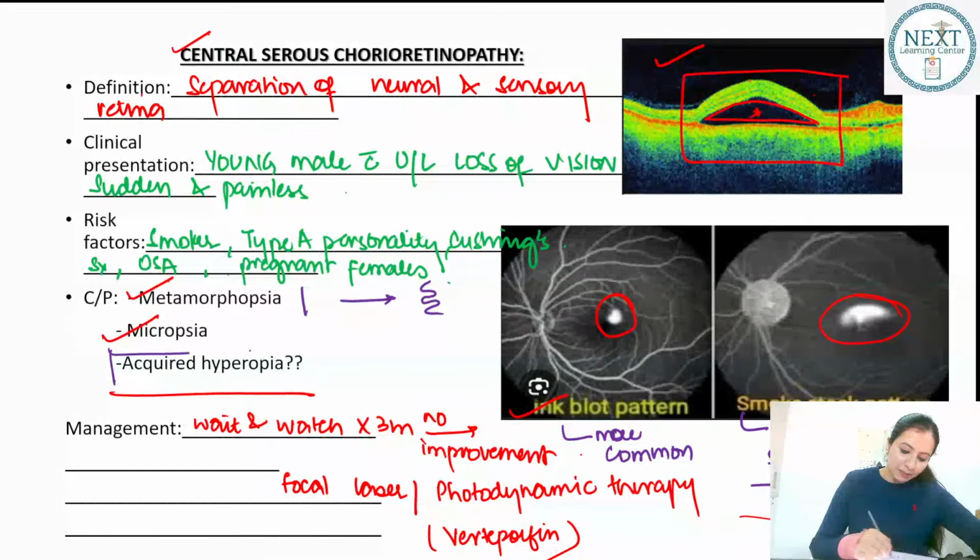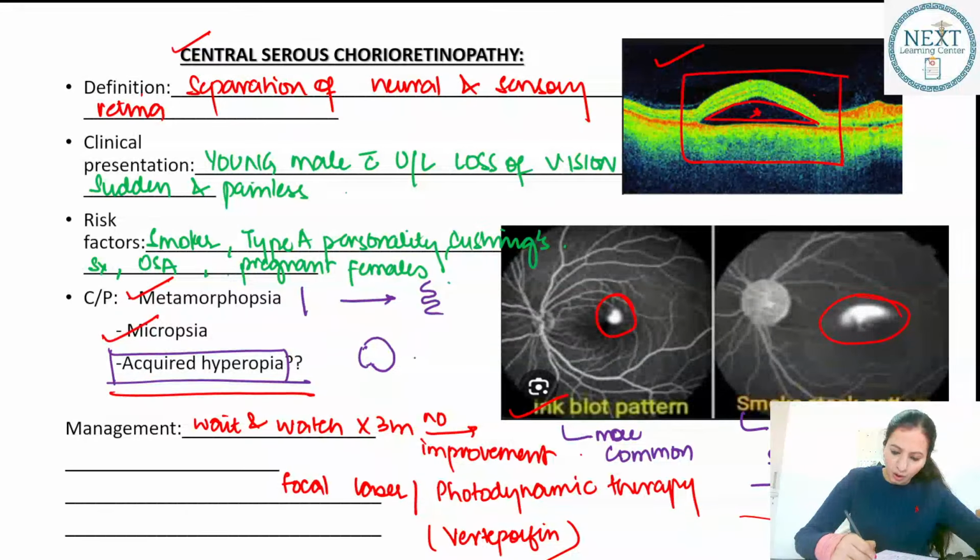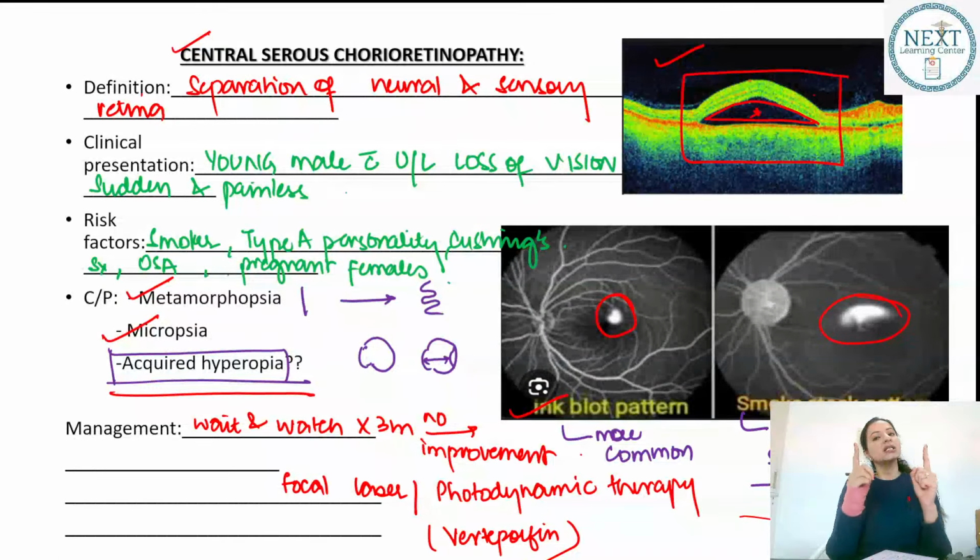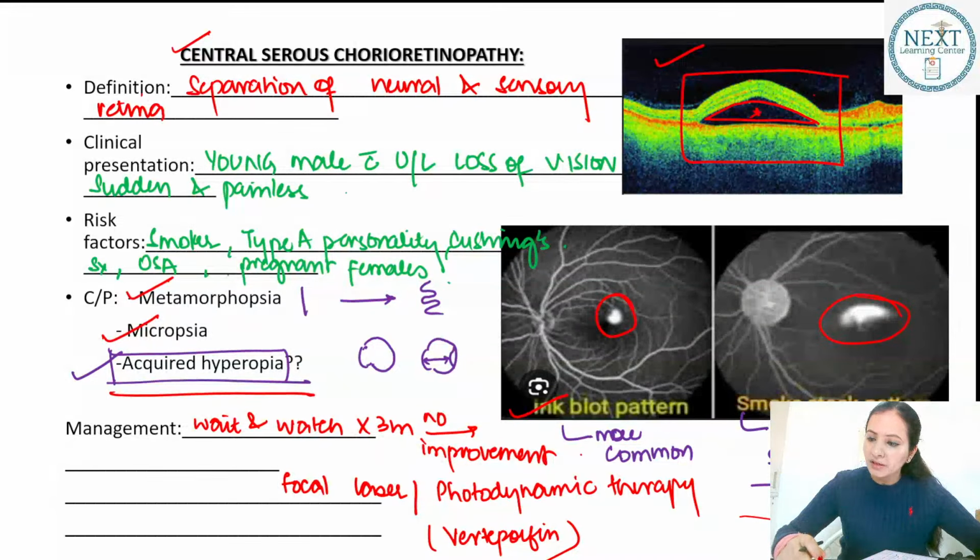And acquired hyperopia. See what happens in CSR. This is the normal person's eyeball. So in CSR, what will happen? Your retina will be elevated. So if we see, the axial length of the eyeball will decrease. Since the axial length of the eyeball will decrease, eye of the patient will behave as if that eye has got hypermetropia, and the other name for hypermetropia is hyperopia. So we say another clinical presentation is acquired hyperopia. So am I clear, Anirudh? Is it clear?